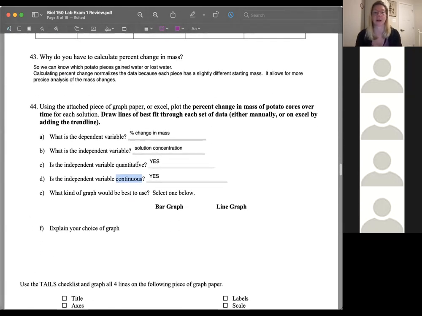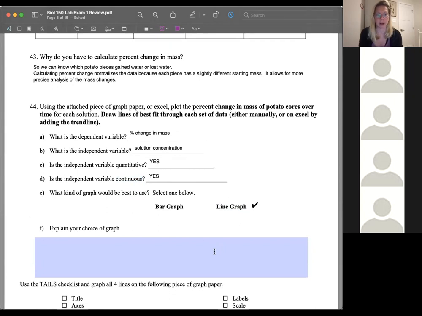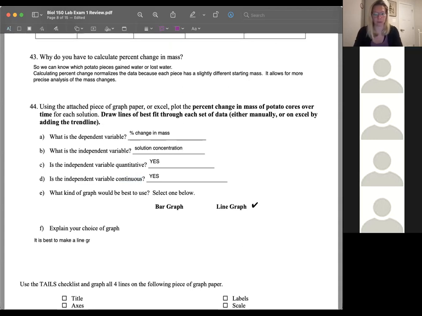And because our independent variable is quantitative and continuous, that's going to inform which graph we're going to make. So which graph is best to make here? Line graph. Yes, exactly. The line graph. So we're going to make the line graph, and it's because of these two criteria of the independent variable. The independent variable is quantitative and continuous.